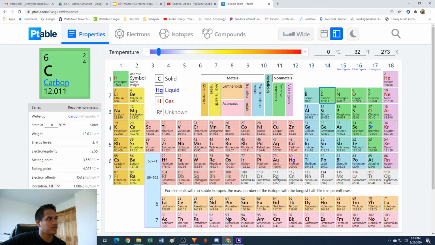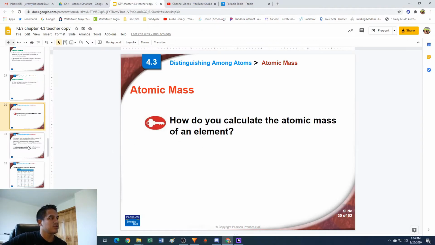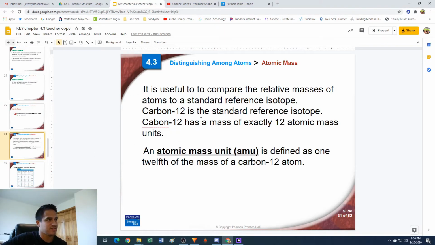You'll notice on the periodic table that there's only one number written here, and this is what we call the atomic mass. So this is on average how much one carbon atom weighs, and it's a decimal. This number is an average mass of all of the different isotopes that exist for carbon. So we need to be able to determine, how do we calculate an average mass? Now, atomic mass is given in a fancy unit called atomic mass units, AMUs.